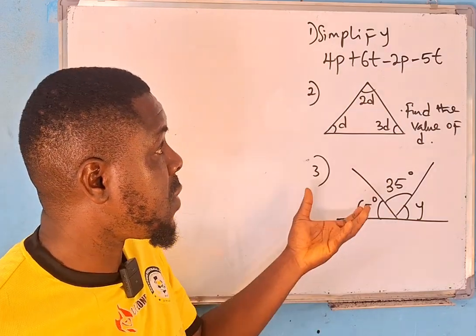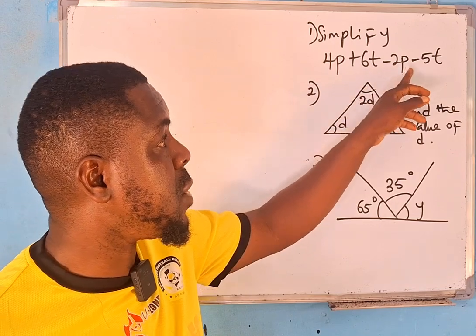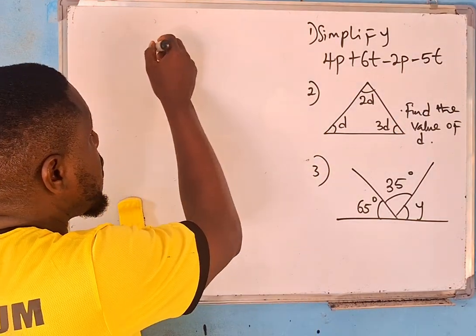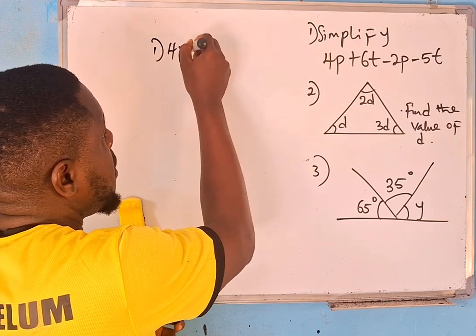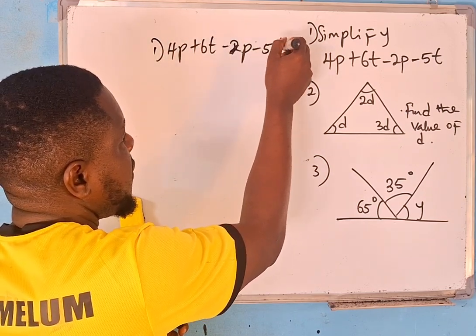Now let's take these 3 questions. We're asked to simplify 4p plus 6t minus 2p minus 5t. Now, question 1: 4p plus 6t minus 2p minus 5t.